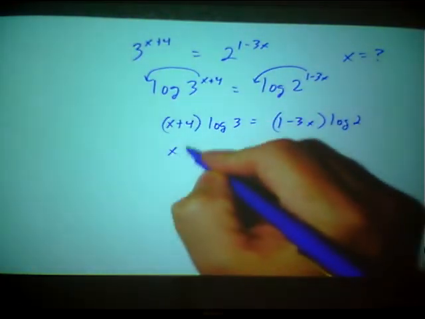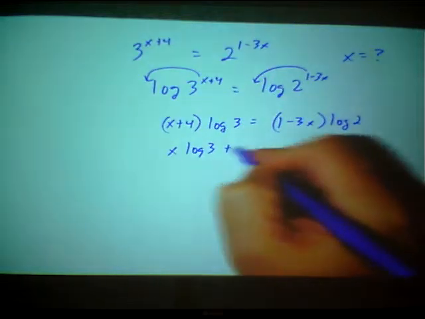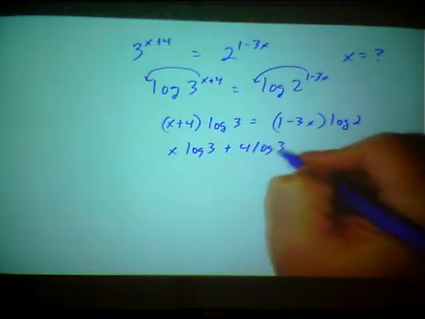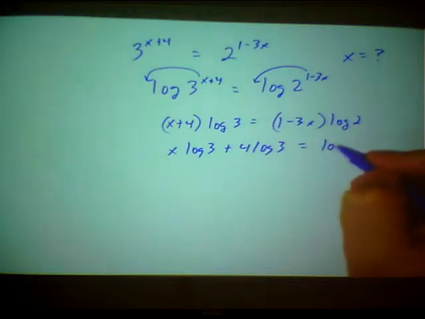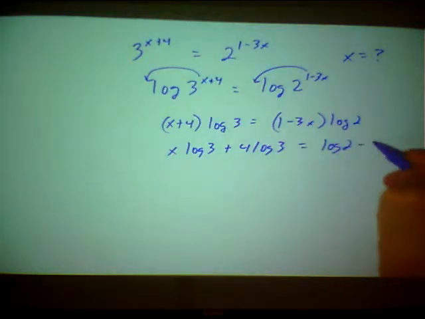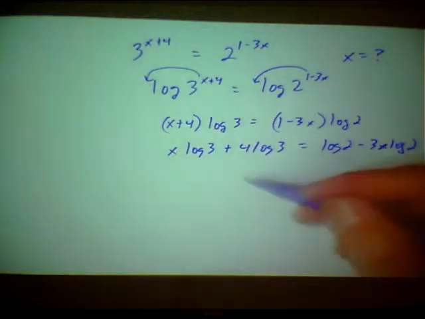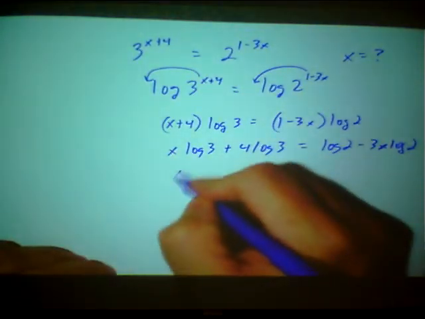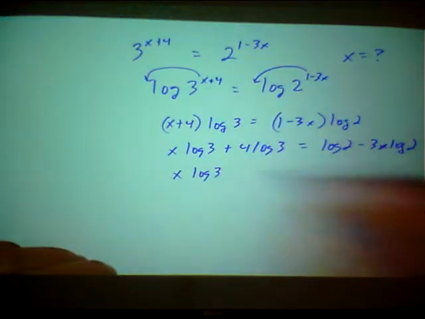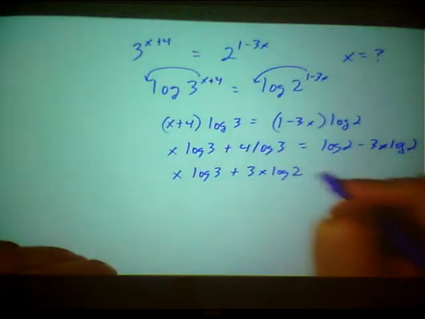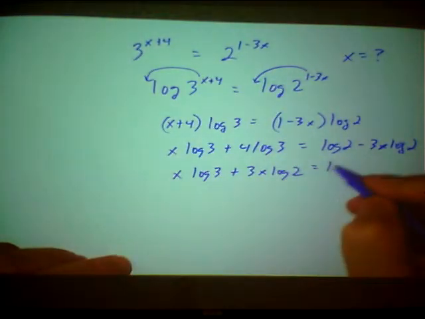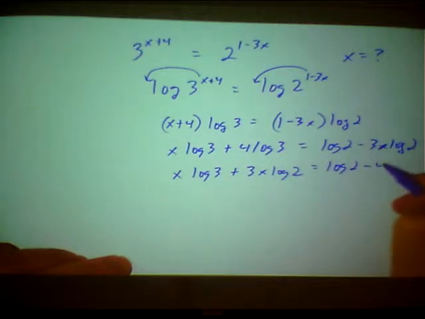So I'm going to have x log 3 plus 4 log 3 on the left side. On the right side, log 2 minus 3x log 2. So let's just go ahead and let's get my logs on the left-hand side. So I have x log 3 plus 3x log 2 equals log 2 minus 4 log 3.